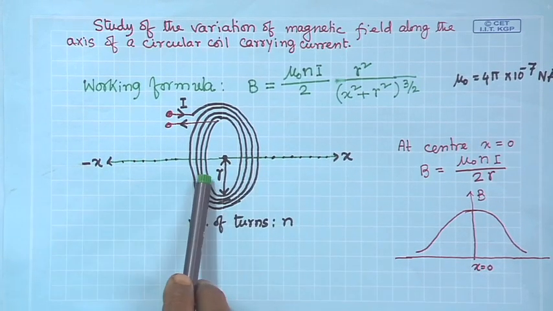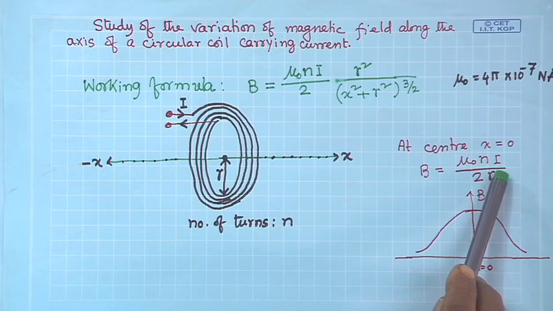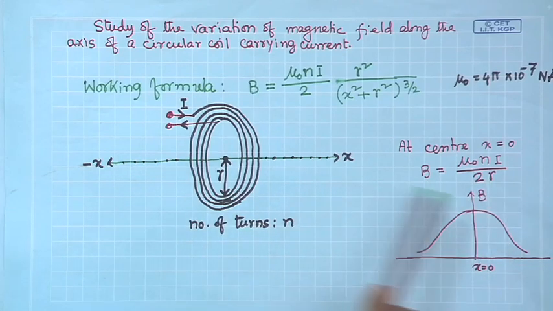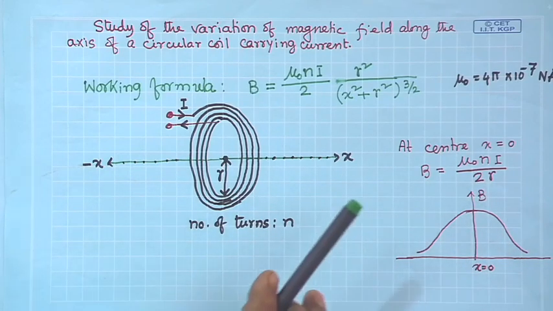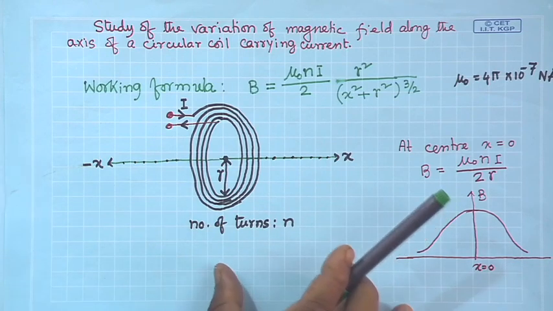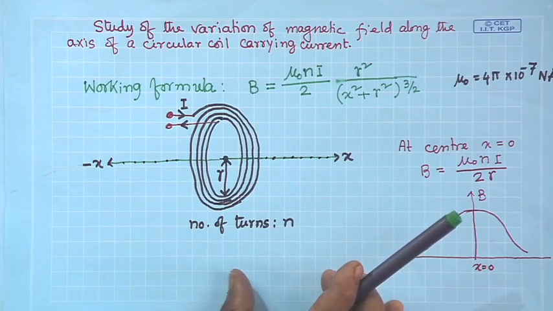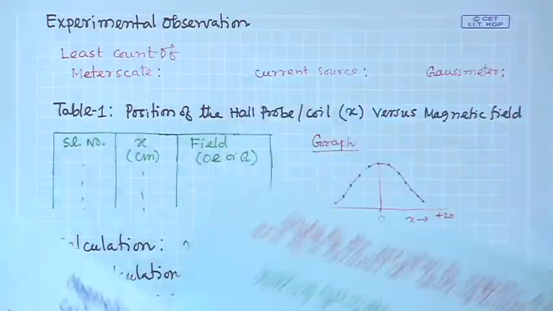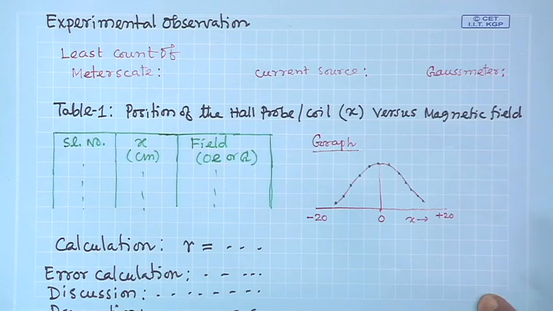How is a magnetic field produced? It is produced by passing current through a coil, and it depends on the number of turns. That is why we have learned how to produce a magnetic field. For that you have to use a coil. If you want a uniform magnetic field in a place, you have to use two coils, and that is called a Helmholtz coil, which we also learned in this course.